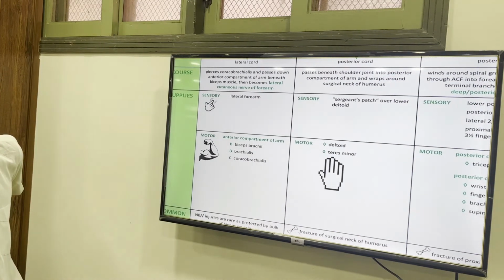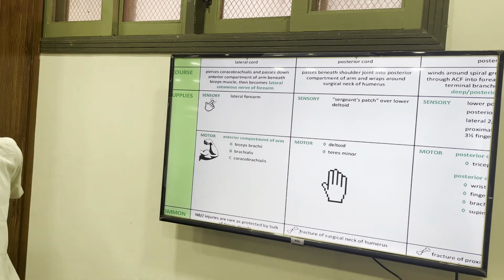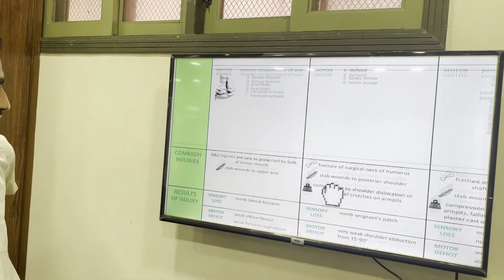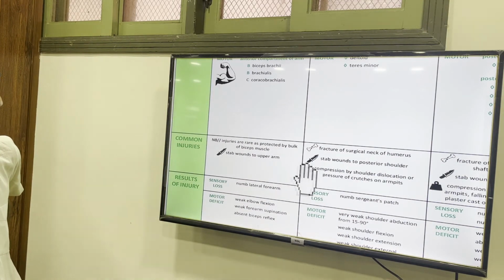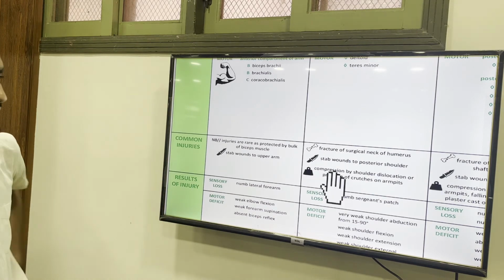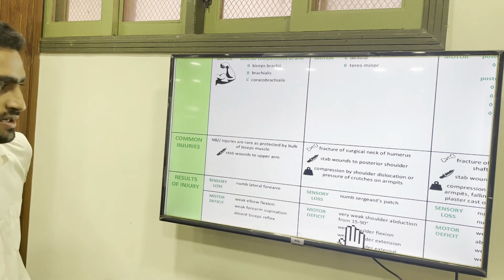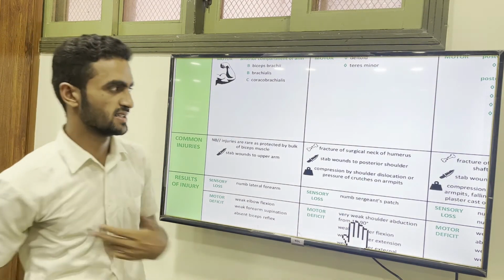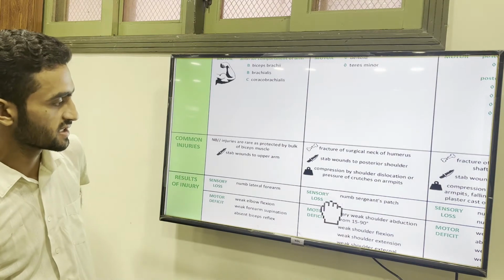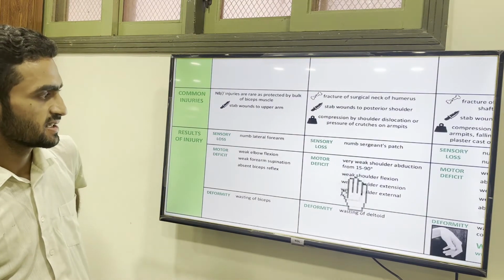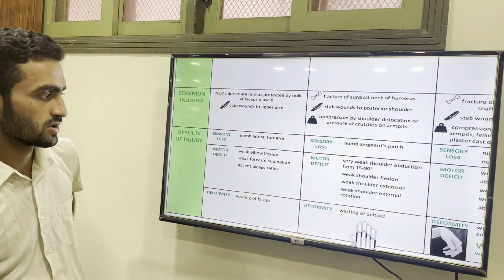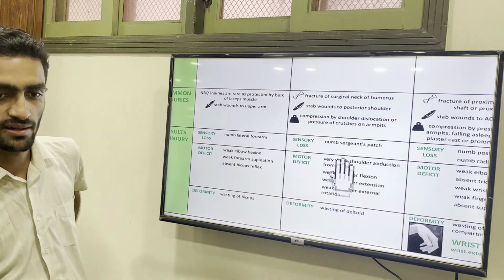So you know better: deltoid and your teres minor. And your common injuries: stab wounds are common everywhere. So fracture of the surgical neck of the humerus and compression by shoulder dislocation or pressure. So sensory and motor, and your deformity is a flattened deltoid.